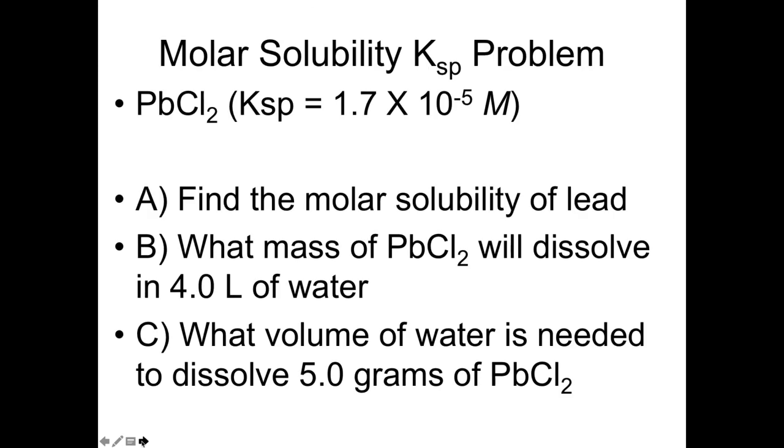Okay, let's go and talk about molar solubility or Ksp problems. We covered some of this in equilibrium, but it's kind of good to touch this again. So we have lead(II) chloride, which has a Ksp of 1.7 times 10 to the negative fifth. Again, a low K value indicates it's going to be mostly tied up as lead(II) chloride. You're going to have very little lead ions and very little chloride ions.